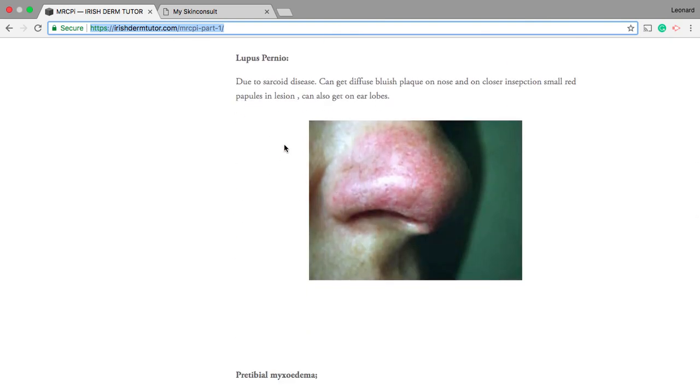So I'll now move on to lupus pernio, which is due to sarcoid disease, and you can get these diffuse blue reddish plaques on the nose. If you look closer, we're not really picking up on it here, but you might see small red papules within the lesion. The other area you tend to get lupus pernio is on the earlobes.